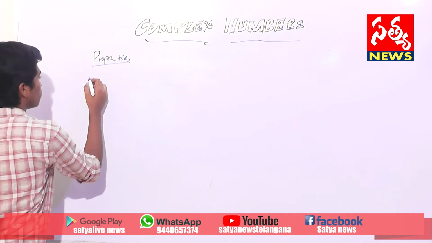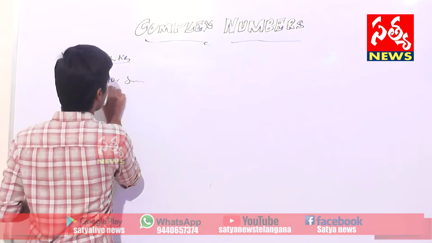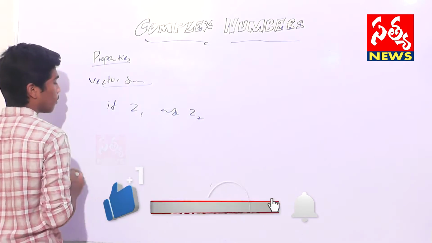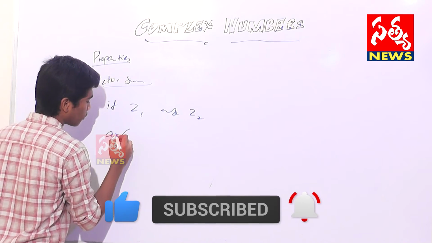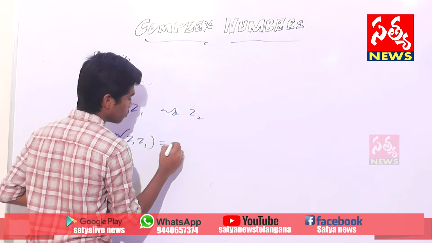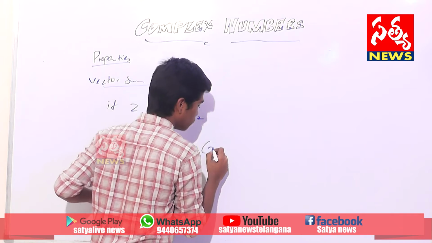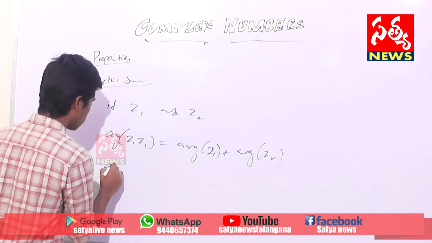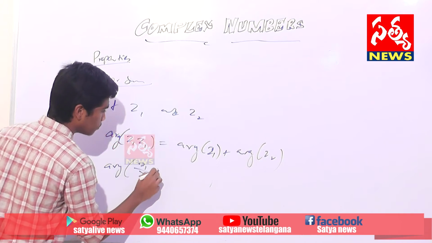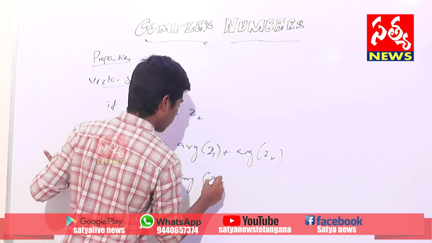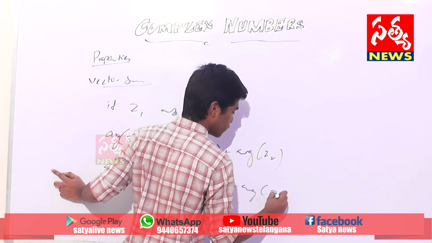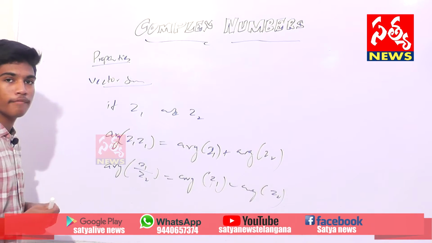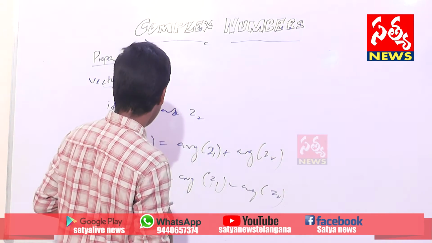And now, vector sum. If z1 and z2 are some complex numbers, argument of z1 z2 is equal to argument of z1 plus argument of z2, and argument of z1 by z2 is equal to argument of z1 minus argument of z2. All these properties are very useful for solving problems.